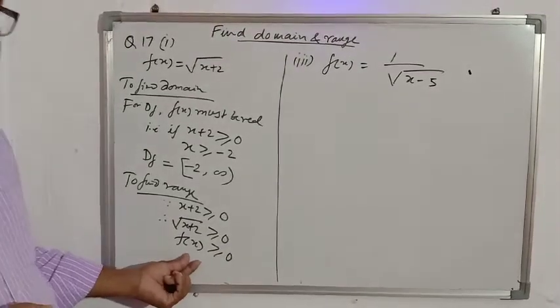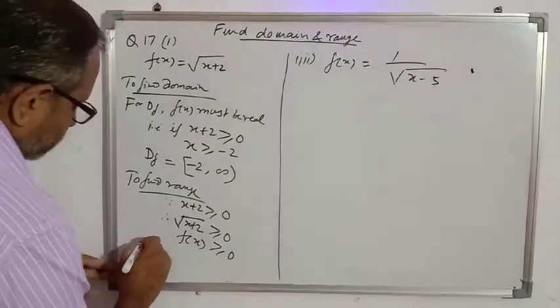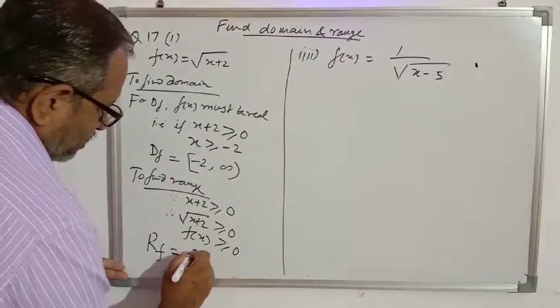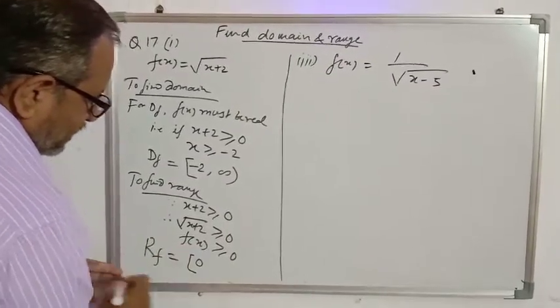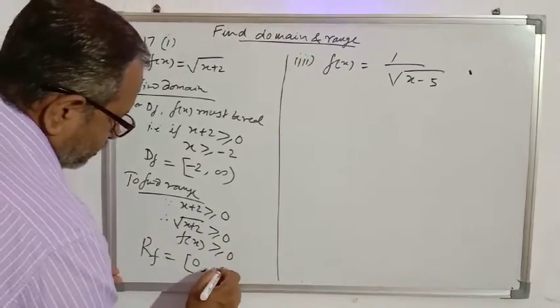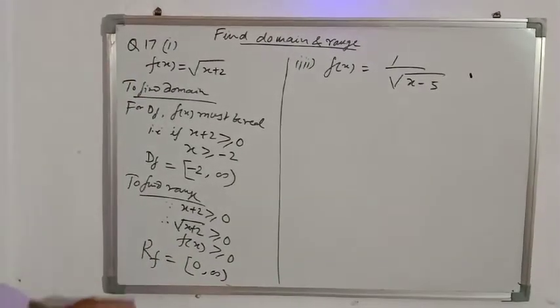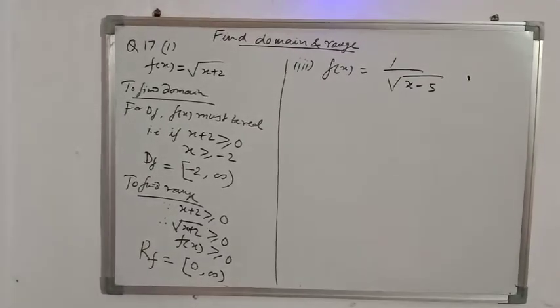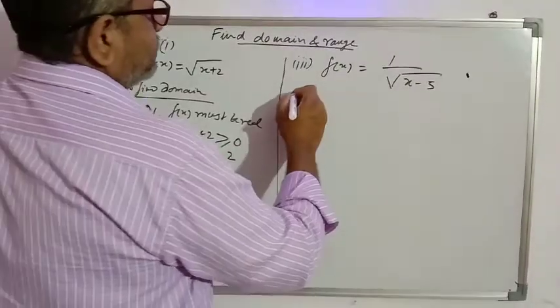f(x) means the range of the function. So what will be the range? The range of the function is greater than or equal to 0. So we take a closed interval from the side of 0 to infinity. So this is the range of the function, and this is the domain of the function. Now see the third part.